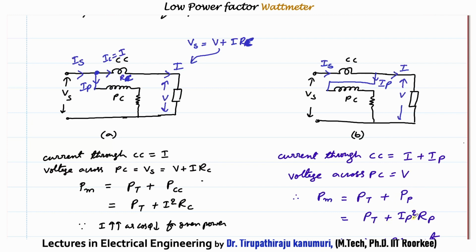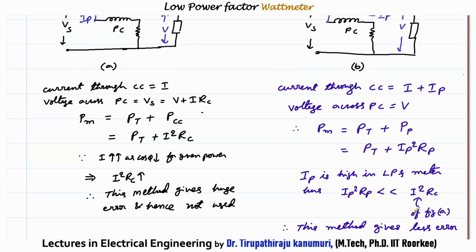We know power is only consumed by the resistance. So I am assuming the resistance of the pressure coil is Rp, and this I can write as Ip square into Rp. Again here you can observe that the value of Ip is very high in a low power factor meter, because we have seen in the last section that the value of Ip is nearly 10 times the normal value. So Ip square Rp is a loss. But if you compare with the previous case, connection A, there I square Rc, the resistance of the current coil, is also a loss. Because the current will generally be very high, as displayed in figure A, that value is far higher than the loss in the pressure coil.